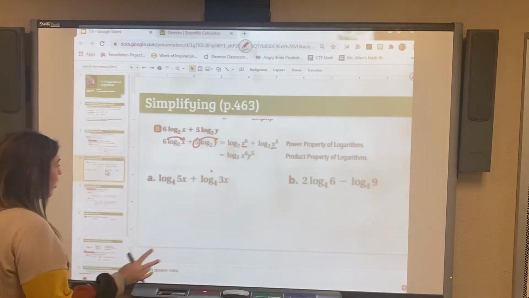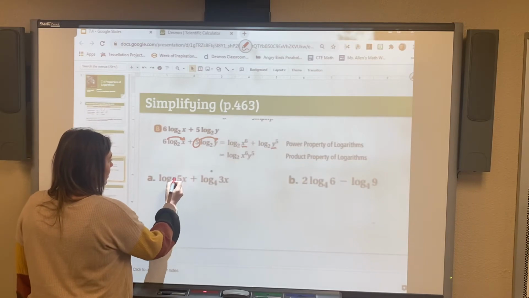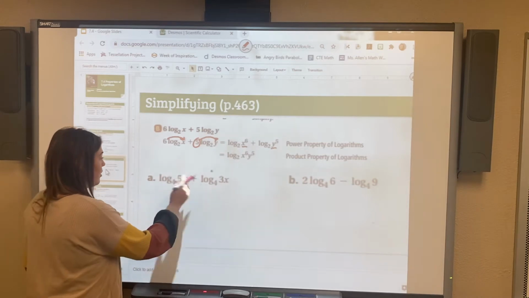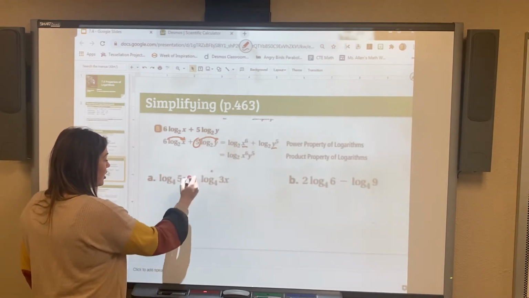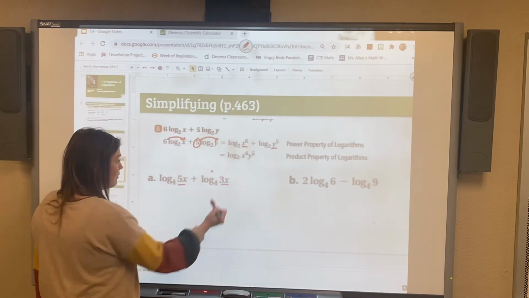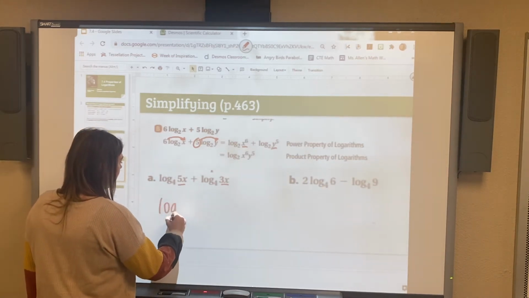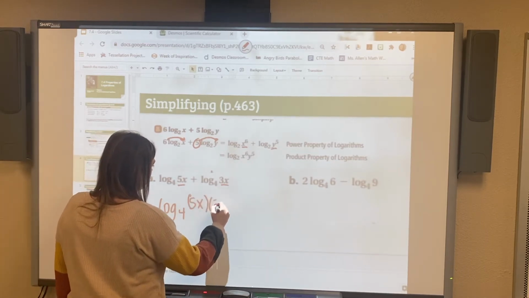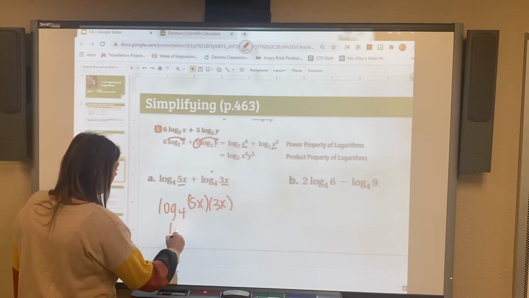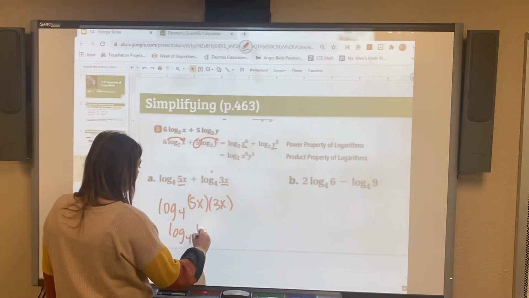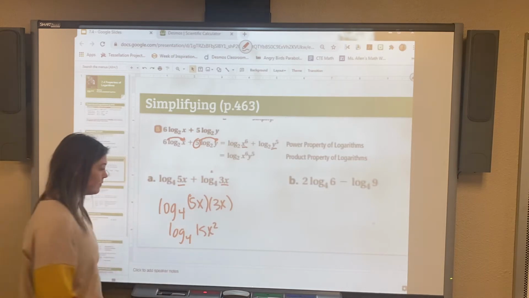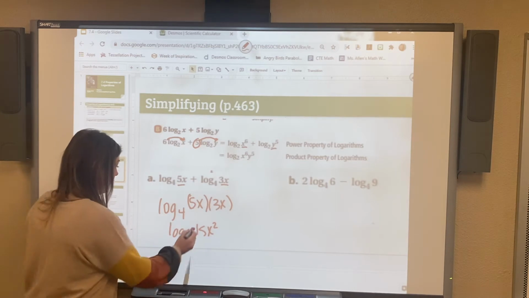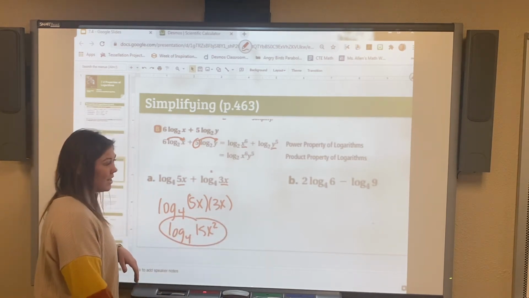Okay, let's look at 2 more problems. So we have log base 4 of 5x plus log base 4 of 3x. There's no exponents, we don't need to move anything there, and this is addition, so that means I'm going to multiply 5x times 3x. So we have log base 4 of 5x times 3x. Well, 5x times 3x would be log base 4 of 5 times 3 is 15, x times x would be x squared. I can't write 15 as a power of 4, so that would be your answer.